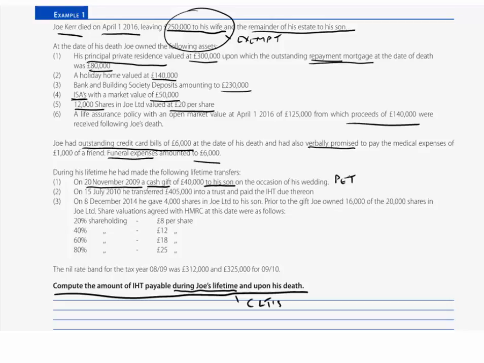Well, November 09, 7 years on from November 09, that would be November 16. Sadly, Joe didn't survive until then, died on the 1st of April 16, so yes, it is relevant. Right, it's a PET, a cash gift of 40,000, so we know the value of the PET, on the occasion of his wedding. So that's to his son on the wedding.